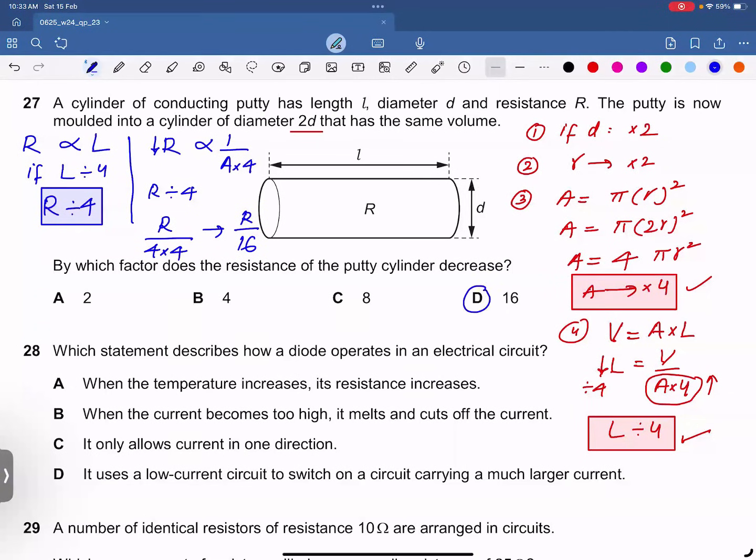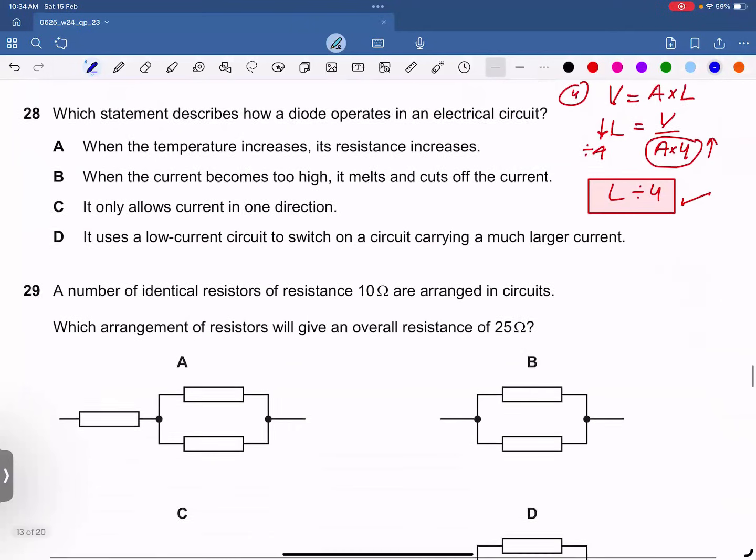The option is D. It's the most important question, dear students. I'm labeling this as a hot question. Hot means higher order of thinking question. It's an A-level style question. Proceed to the next question, number 28.